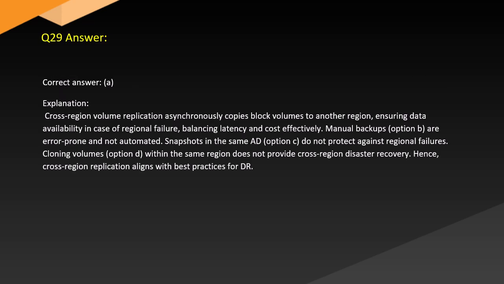Answer. Correct answer: A. Explanation. Cross-region volume replication asynchronously copies block volumes to another region, ensuring data availability in case of regional failure, balancing latency and cost effectively. Manual backups, option B, are error-prone and not automated. Snapshots in the same AD, option C, do not protect against regional failures. Cloning volumes, option D, within the same region does not provide cross-region recovery. Hence, cross-region replication aligns with best practices for OCI.